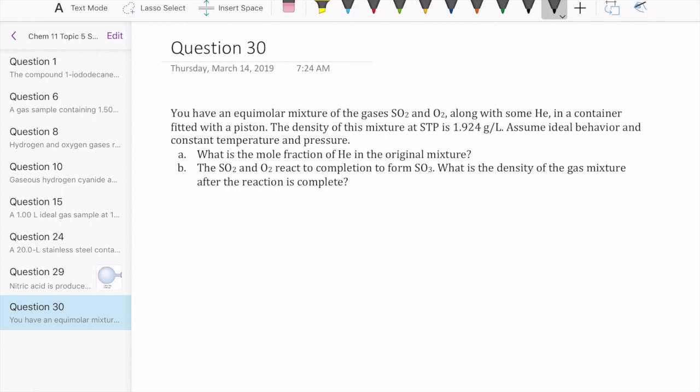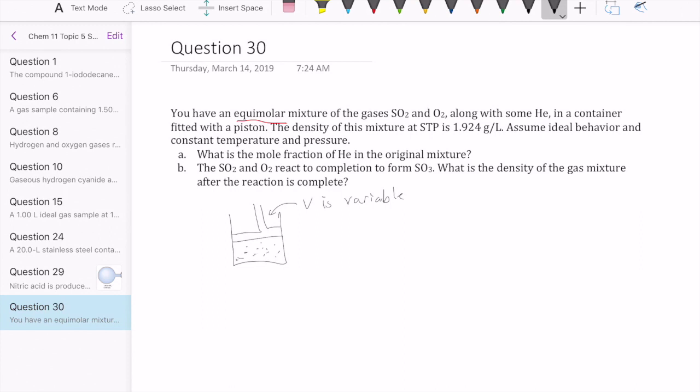So at the beginning it says you have an equimolar mixture of the gases SO2 and O2 along with some helium. What that means is that the number of moles of SO2 and O2 is the same, and then you have helium on top of that. And then the container is fitted with a piston. This becomes important later, as that means the volume is variable, or it's not constant, right? Because the piston can move up and down depending on how much gas you have.